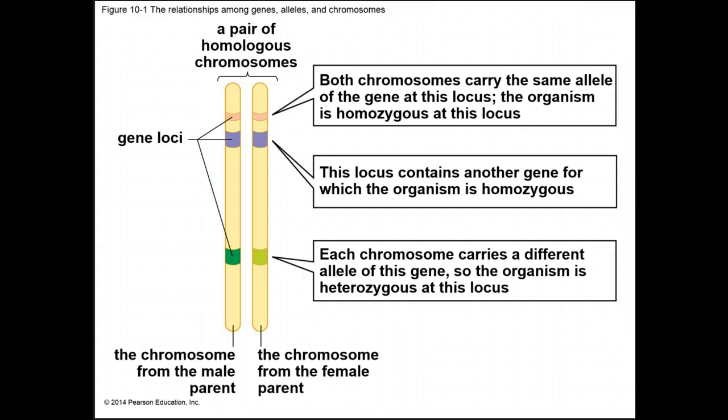This slide shows a pair of homologous chromosomes. Remember, a pair of homologous chromosomes consists of the chromosome that was inherited from the mother and the chromosome that was inherited from the father in a diploid organism. Homologous chromosomes carry the same kinds of genes for the same characteristics. Genes for the same characteristics are found at the same loci, or location, on both homologous chromosomes.